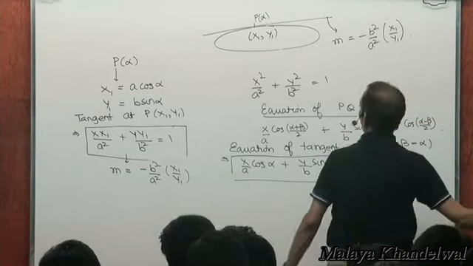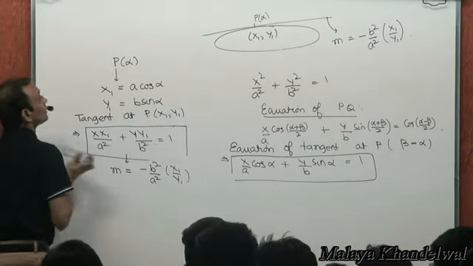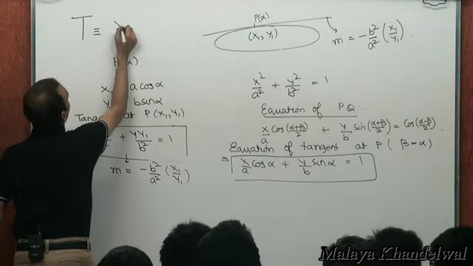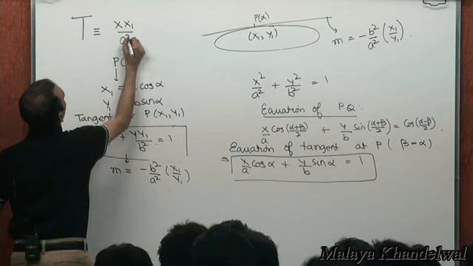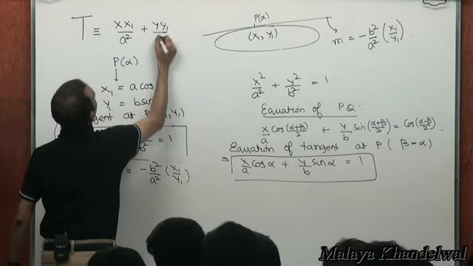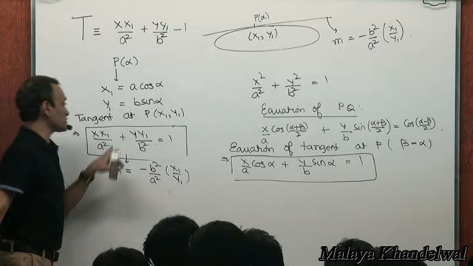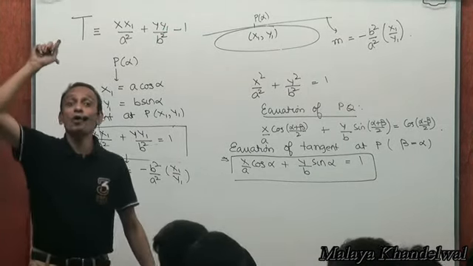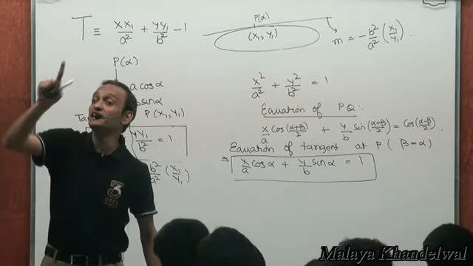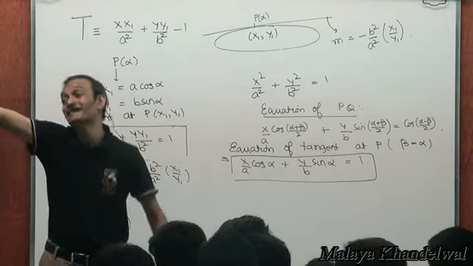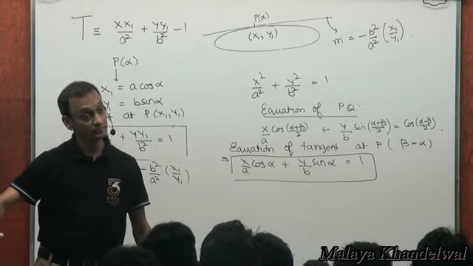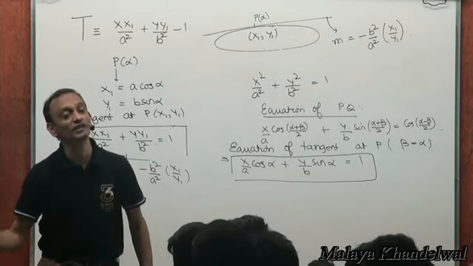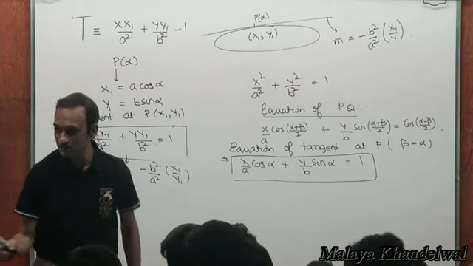In fact, from now on, we would refer to this expression xx1 by a squared plus yy1 by b squared minus 1 as T. This minus 1 is just this expression T. If x1, y1 is a point on the ellipse, then T equal to 0 will represent the equation of the tangent at x1, y1.